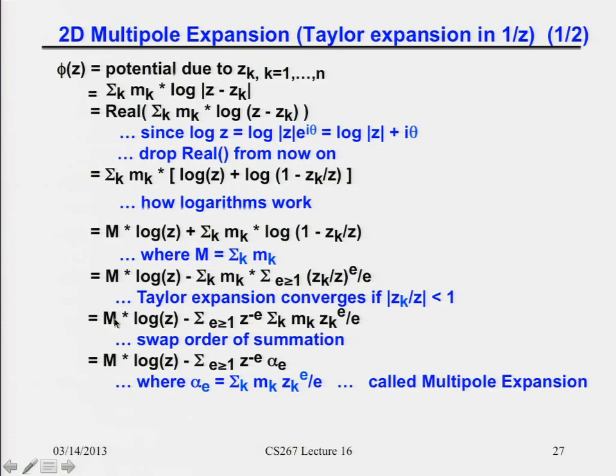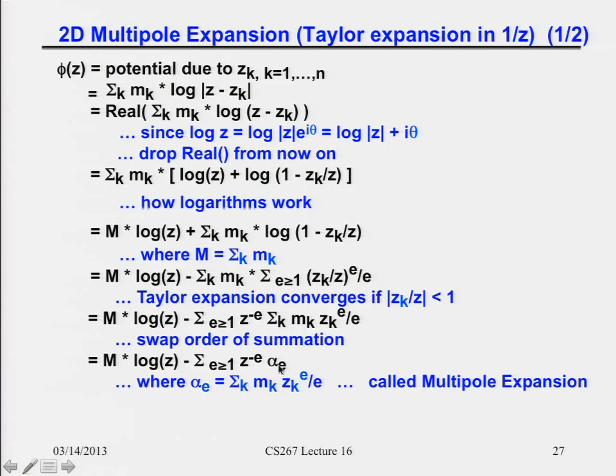So there's the leading term. It's still the mass times the logarithm. And now I get a sum of z to the minus 1, z to the minus 2, z to the minus 3. So that's my Taylor expansion in 1 over z. And there are the coefficients that I need to compute. Those are the coefficients of the Taylor expansion. They depend on the mass. And this is the sum over all the particles. It's a finite sum. Sum over the particles, the mass of the particle times the location to the eth power, all over e, where e is going 1, 2, 3, 4, depending on how many terms in the Taylor expansion I want.